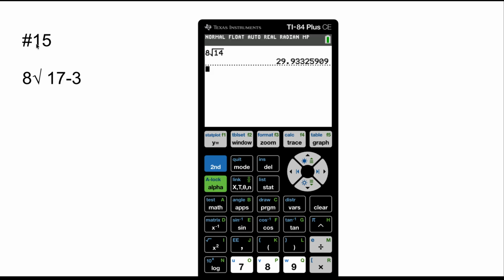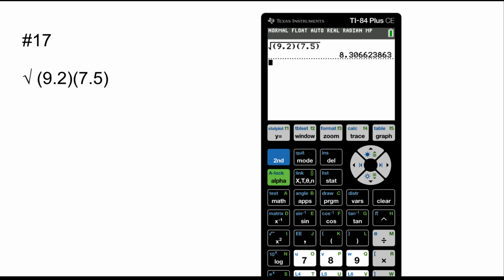Okay, next one, we have 8 times the square root of 17 minus 3. So the first thing, as you can see on my calculator, is I did 17 minus 3 first, and that equals 14. And then in your calculator, you can just type 8, then you press second square root, 14, enter, and you get the answer. Your calculator is so amazing.